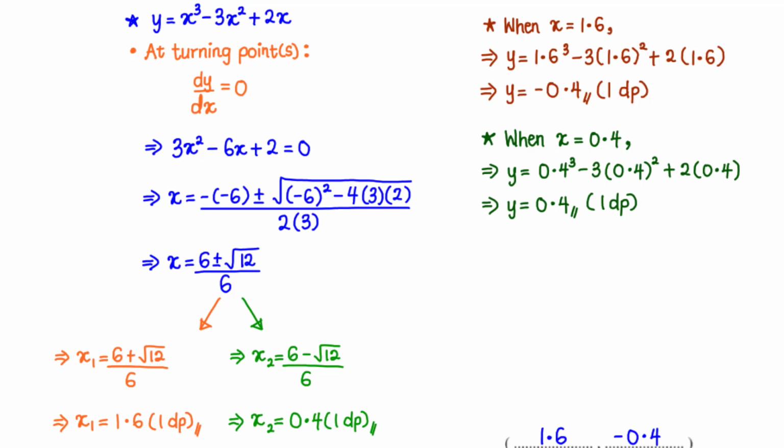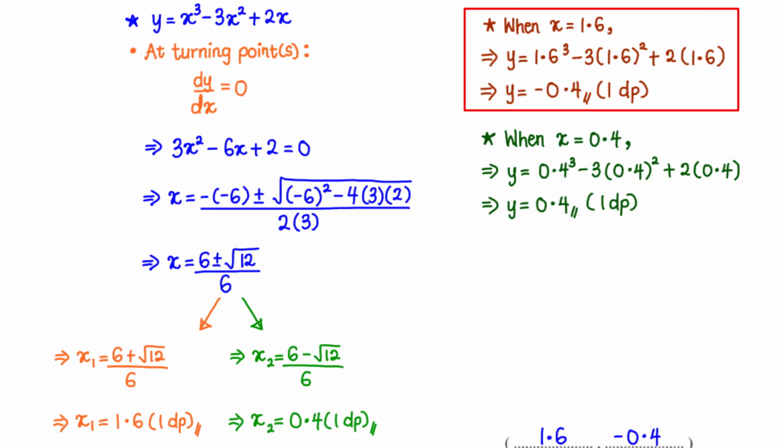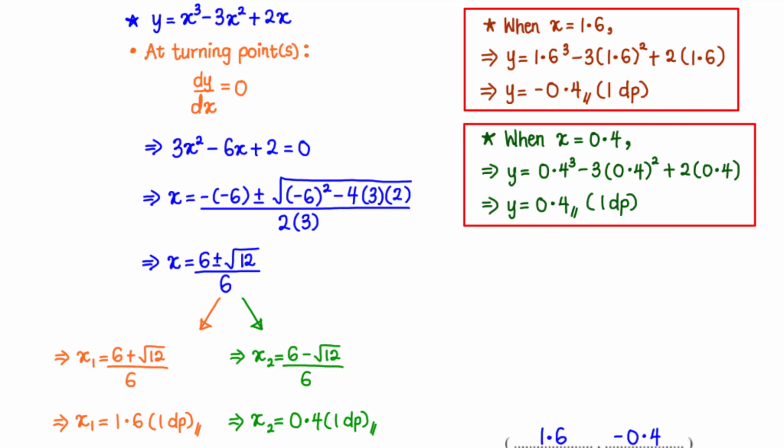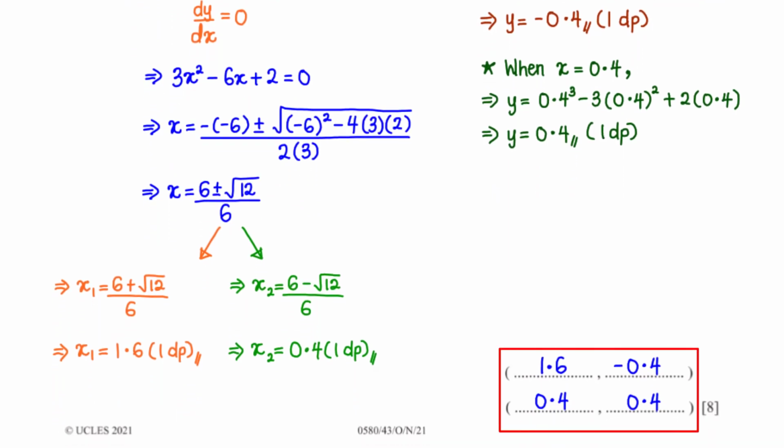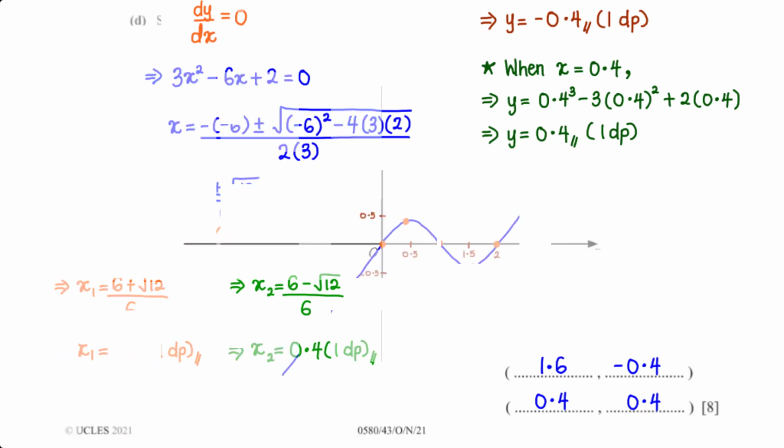To find the corresponding y coordinates, we plug the x values into the equation of the curve. And so when x is 1.6, we have y equals negative 0.4 rounded to one decimal place. And when x is 0.4, we have y equals 0.4 rounded to one decimal place. And so the coordinates of the turning points are (1.6, negative 0.4) and (0.4, 0.4).